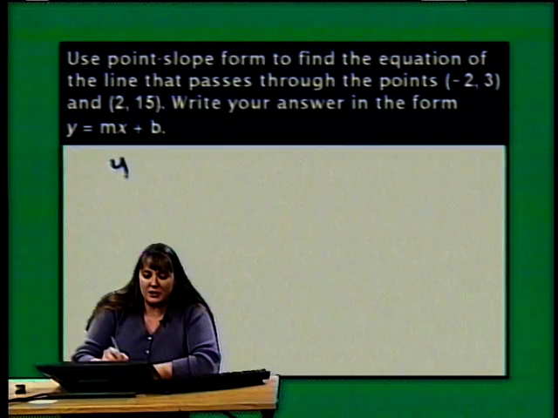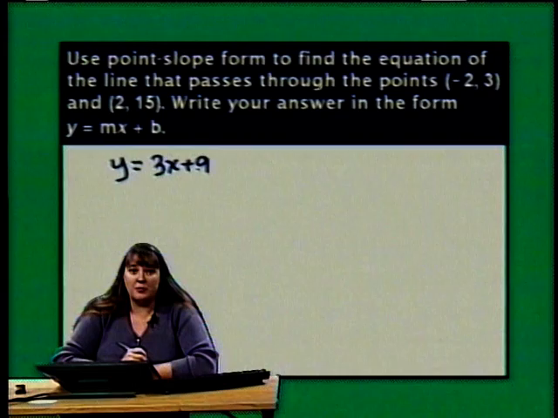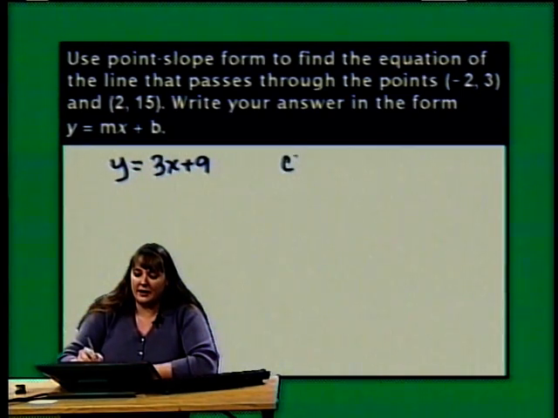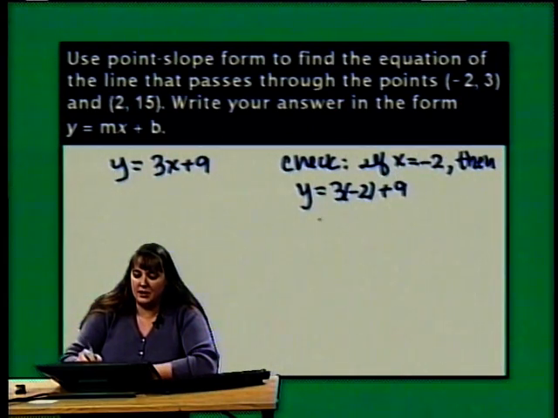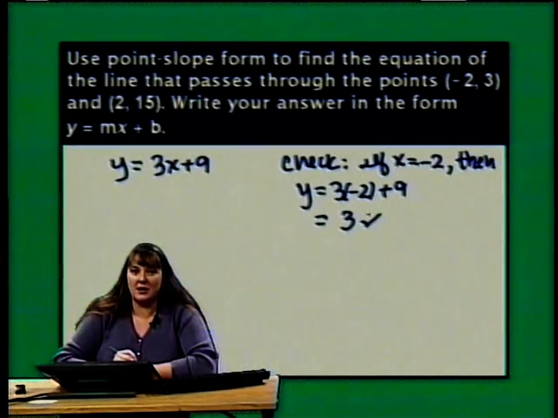I actually want to do a little bit of a check here. I just came up with y equals 3x plus 9. I used the point 2, 15 to find the equation. I want to make sure that the point negative 2, 3 also lies on this line. So for my check, I'm going to let x equal negative 2 and find out whether or not y equals 3. So if x equals negative 2, then y would be 3 times negative 2 plus 9. That's negative 6 plus 9, which is 3. That's exactly what we wanted. This shows the point negative 2, 3 also lies on the line.